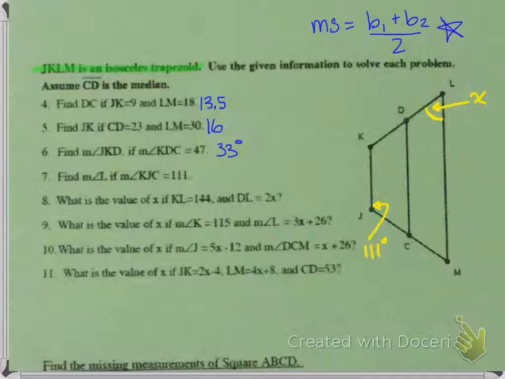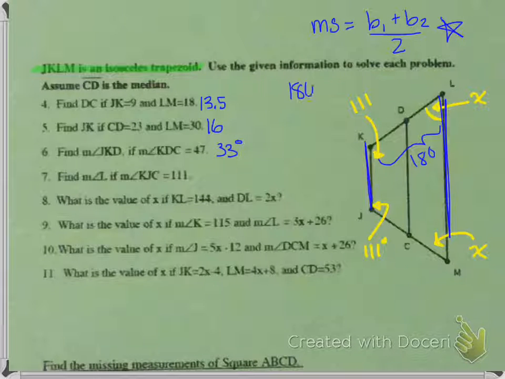Now, one thing I know is that in my trapezoid with a mid-segment, because it's isosceles, this one up here is also 111, and this one down here is also x. There's a bunch of different ways I can do this. Probably the easiest way is just saying that since these are your parallel lines, the interior angles on the same side are supplementary. So these two add up to 180. So I can go ahead and do 180 minus 111 to find what x is. Okay. So when I do that, I'm going to get 69.